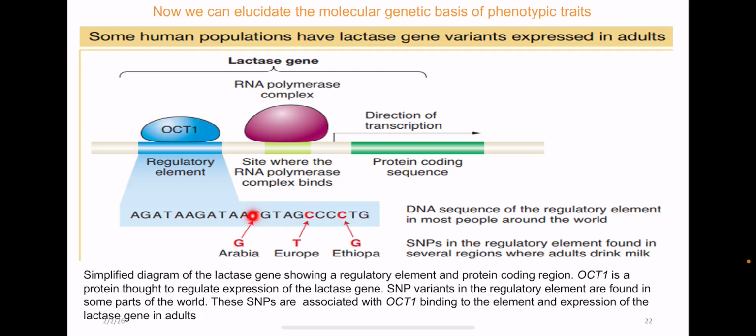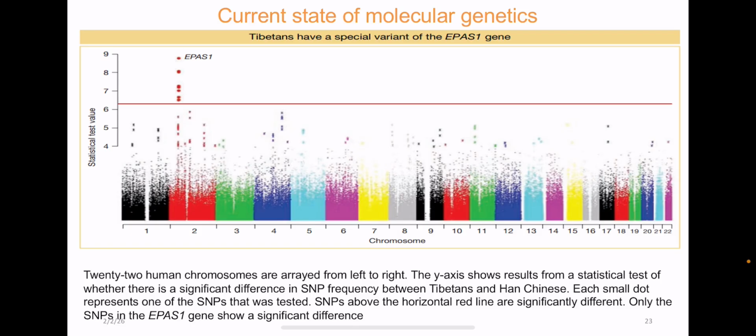So we can talk about the SNPs. As I said, Arabia have different nucleotides, single nucleotide changes, in different populations. So these SNPs, which are the variations in the regulatory sequence, improve the OCT1 binding at the regulatory elements, and they keep the lactase genes turned on in adults.